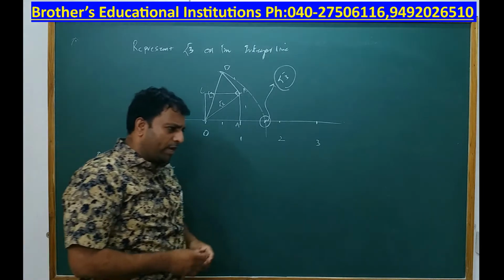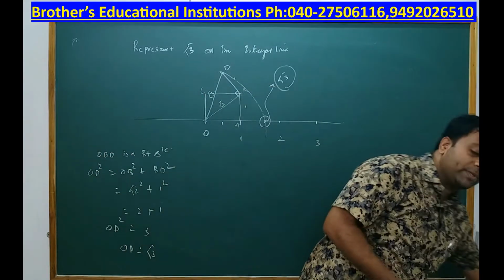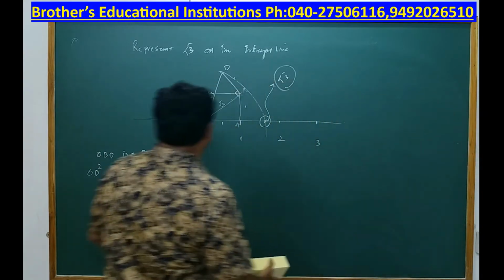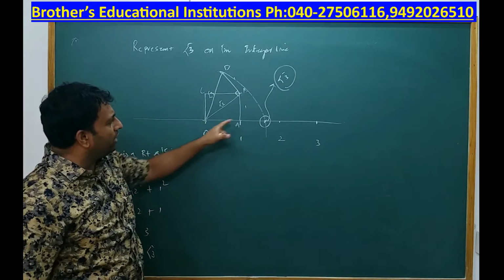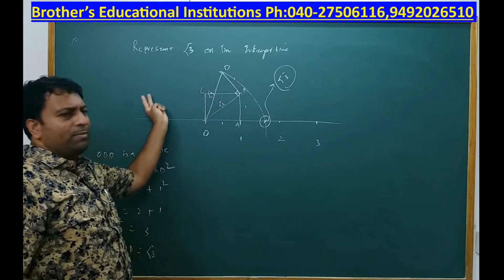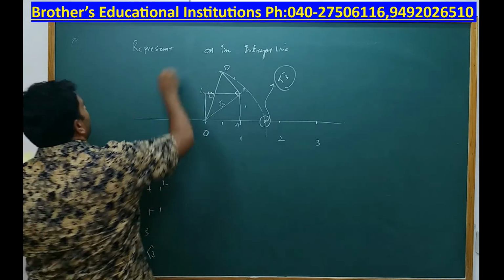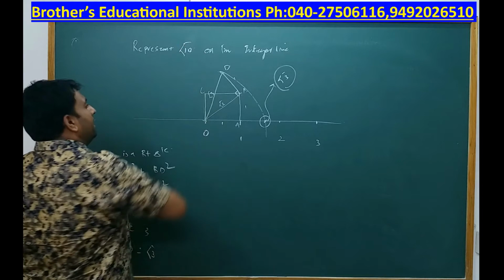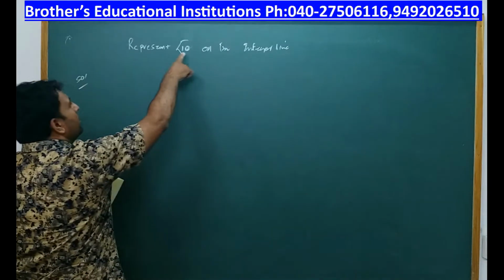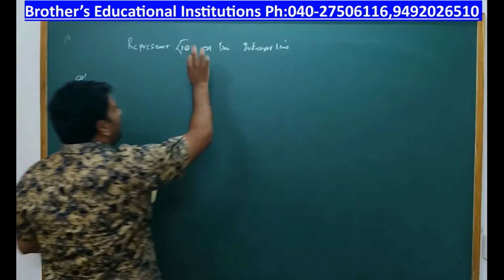Now let us take one more example, how to mark or how to represent root 10 on the integer line, right? Now because I wanted to get root 3, I have extended this square and completed it in this particular manner. Now let us find out how to represent root 10 on an integer line. So represent root 10 on the integer line. What am I going to do?